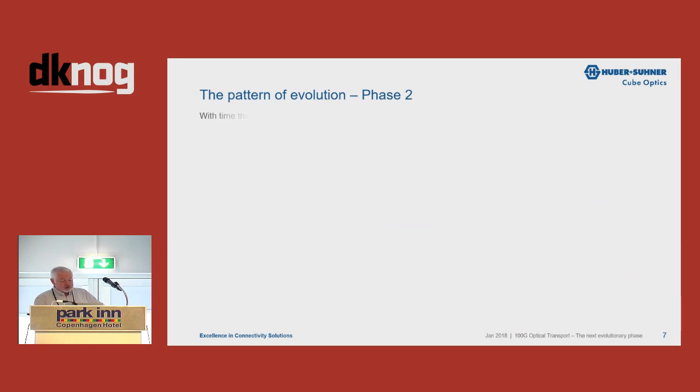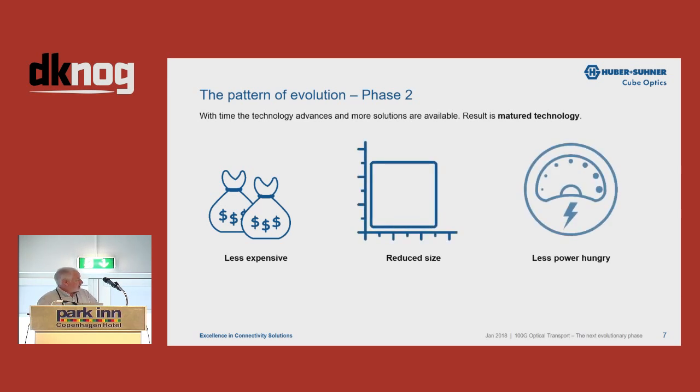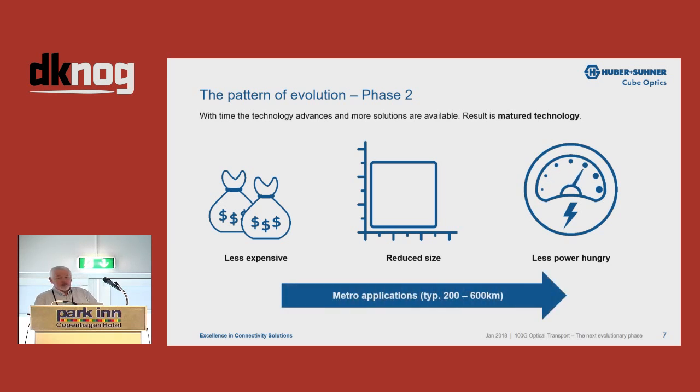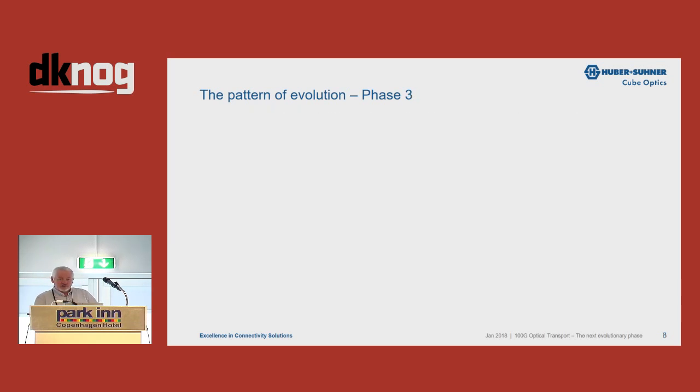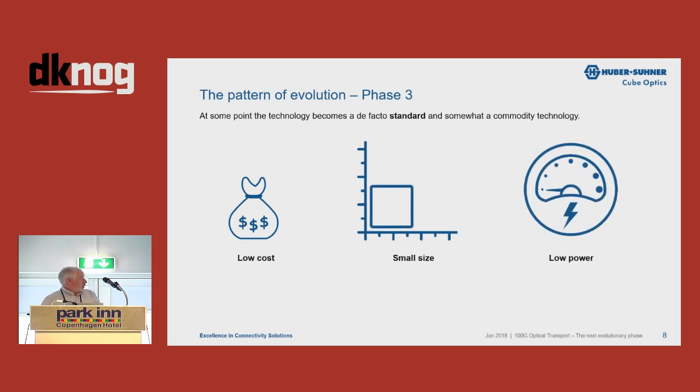So the next phase, phase 2, came along where they were less expensive, slightly reduced in size, and less power hungry. And that was great for the metro application, sort of 600 kilometers. So that was phase 2 of 100 gig. We're now entering phase 3 of 100 gig. And there is a de facto standard evolving at 100 gig, which is lower cost, smaller size, and lower power.